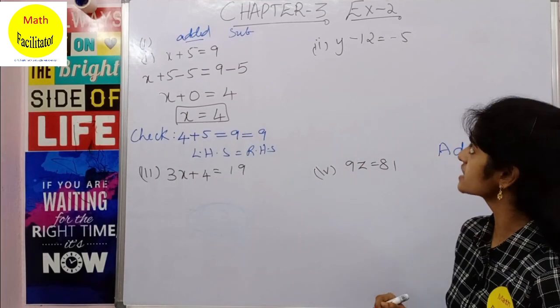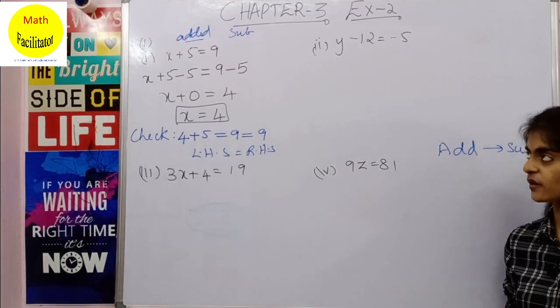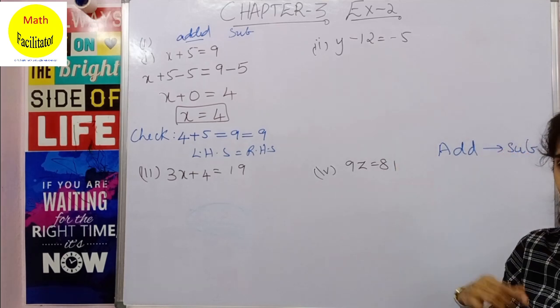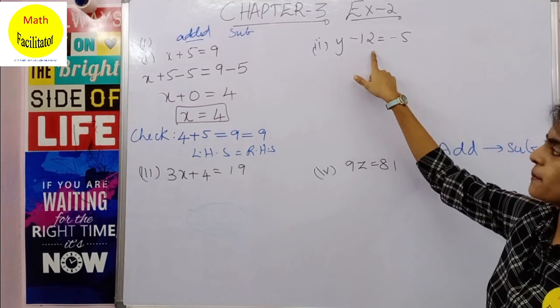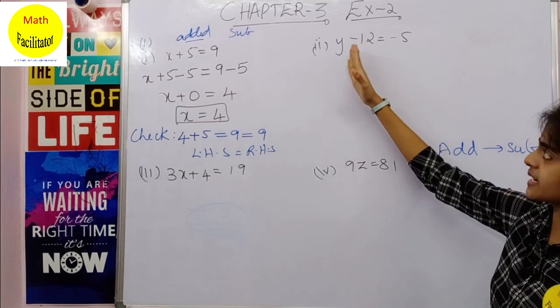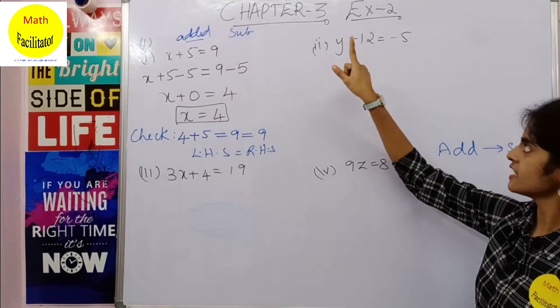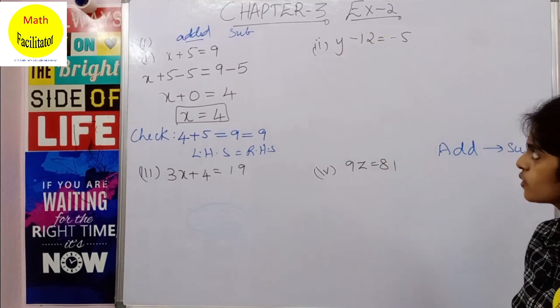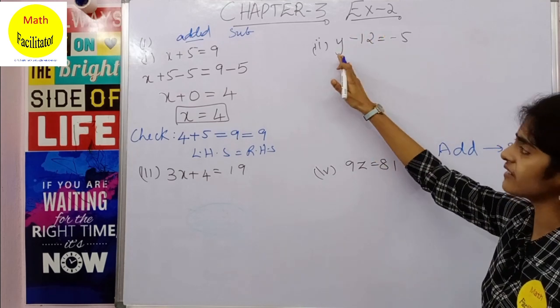You have y minus 12 equal to minus 5. So here in this case you can see that you have minus 12 extra. So you have y minus 12. That means 12 is subtracted from y. Yes, you have a minus sign. 12 is subtracted from y. So what should you do here to get y?